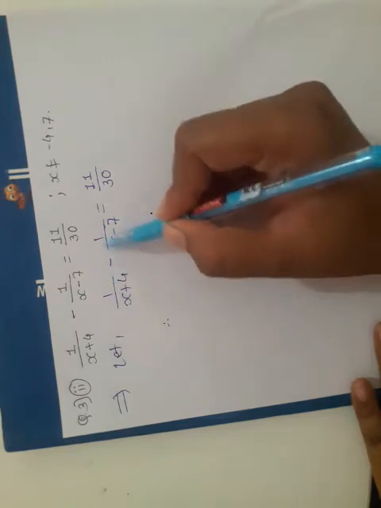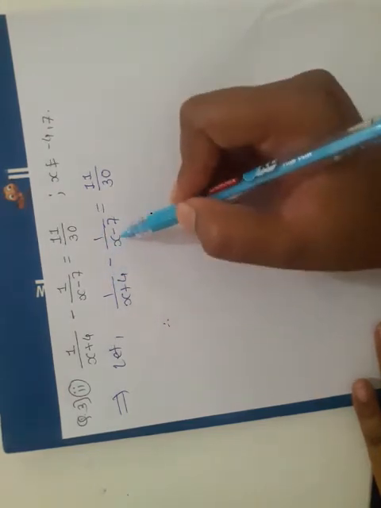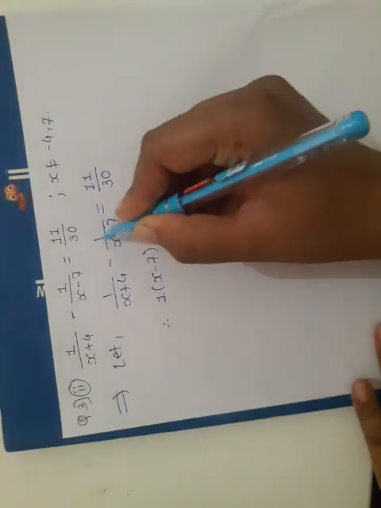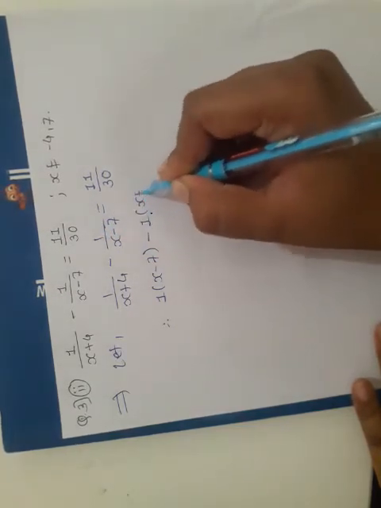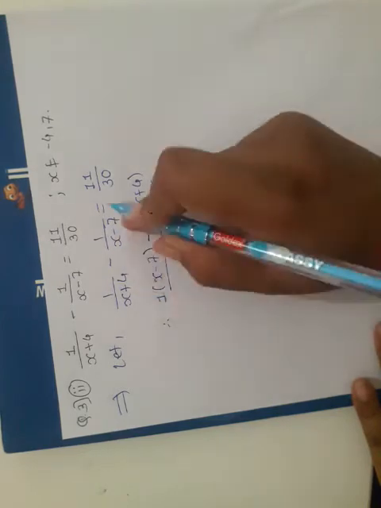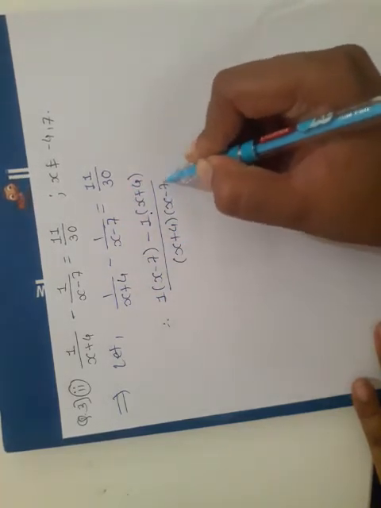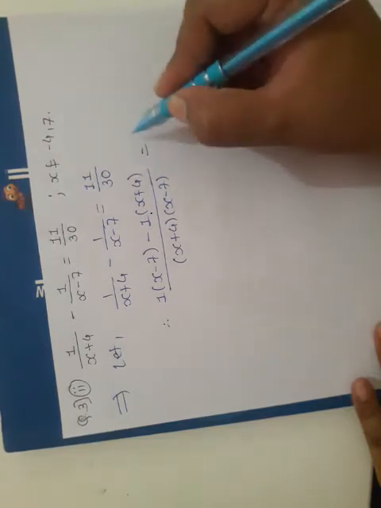Therefore by taking cross multiplication on the LHS side, we get 1 into x minus 7 minus 1 into x plus 4, upon the multiplication of denominators, x plus 4 into x minus 7. You know very well how to take the cross multiplication.